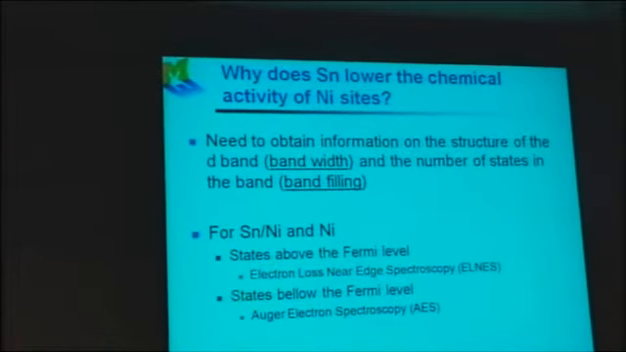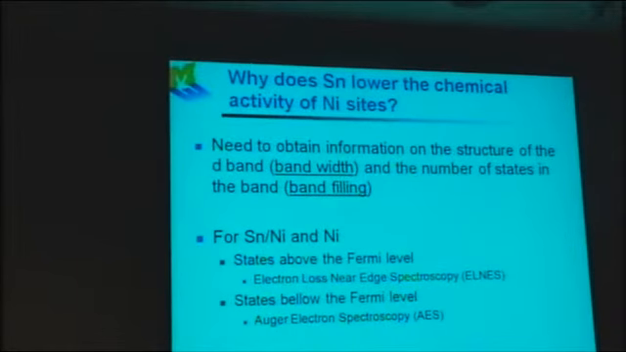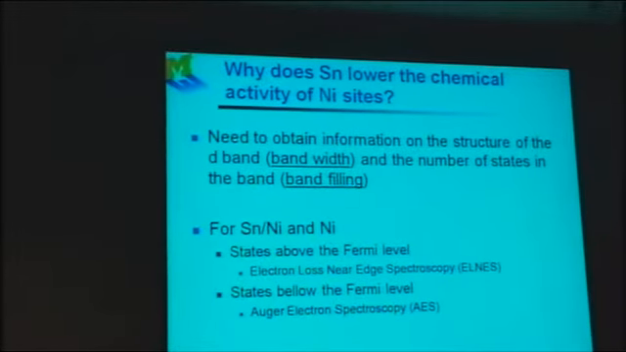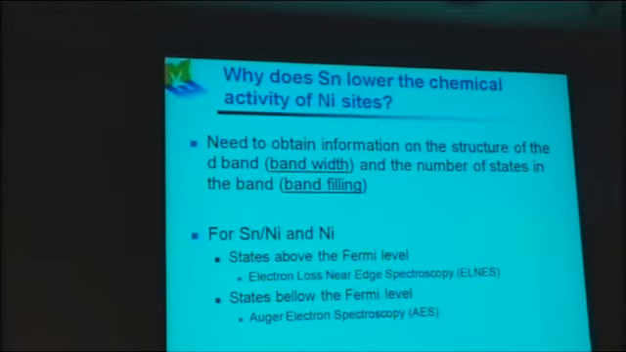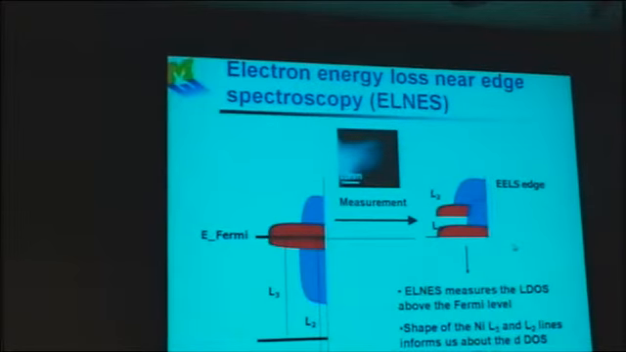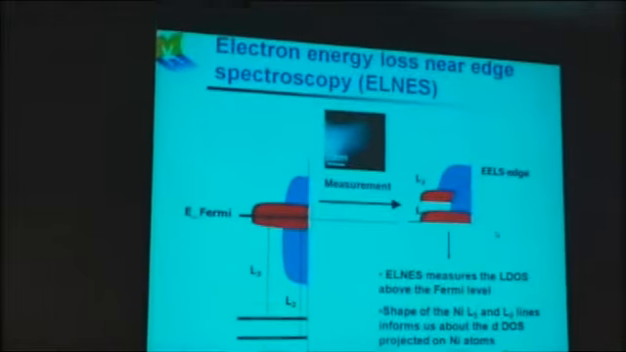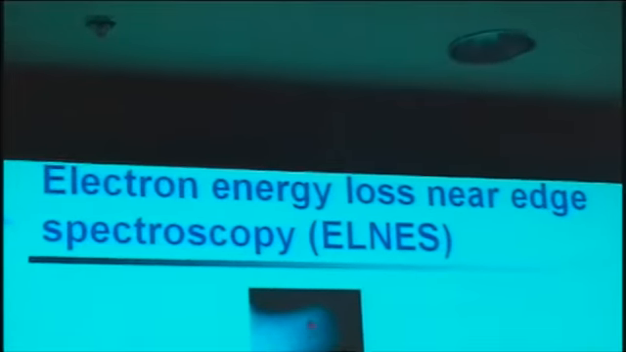In order to do these measurements, we use electron energy loss near edge spectroscopy to measure the states above the Fermi level, and we use Auger electron spectroscopy to measure the states below the Fermi level. Before I show you results, let me just illustrate what electron energy loss near edge spectroscopy does.